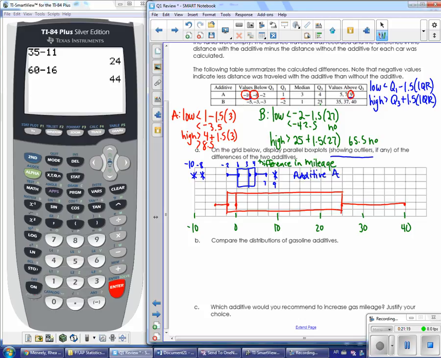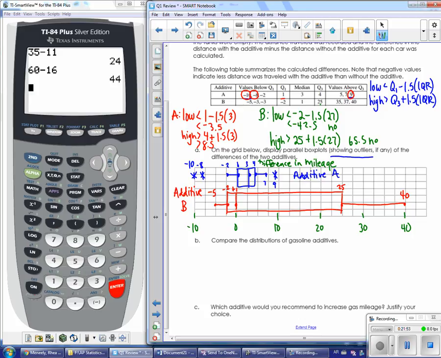Okay, and then I'm also going to label everything. So this is -5, this is -2, -1. I'm sorry, not -1, +1. This is 25, this is 40, and this is my graph for additive B. Okay, so I've labeled everything, I've drawn my graph, my scale is consistent. The next thing I want to do is to compare the two gasoline additives. So let me just talk it out, and then I'm going to give you a sample response in just a second.